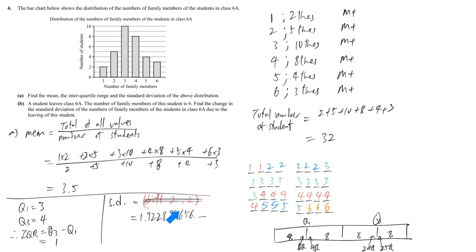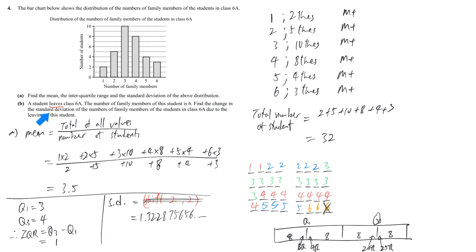We finished part A already, then we look at part B. They say that one student leaves. It's very important to check carefully whether the student leaves or joins this class. We are going to remove some data from the original data here. That student is a student who has 6 family members. That means one of the data here is cancelled out.